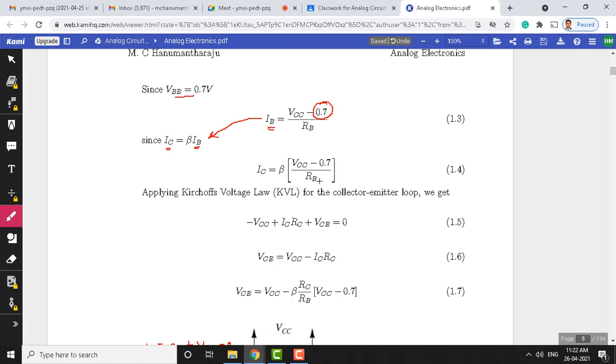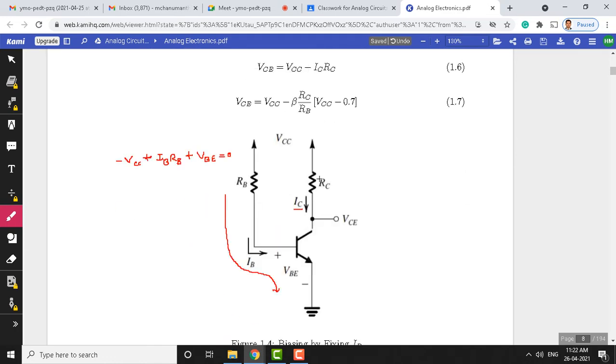Now, let us try to obtain the output voltage, that is, the voltage across collector and emitter. Between these 2 points, let us try to obtain the voltage here. So, this is nothing but VCE, which is shown here.